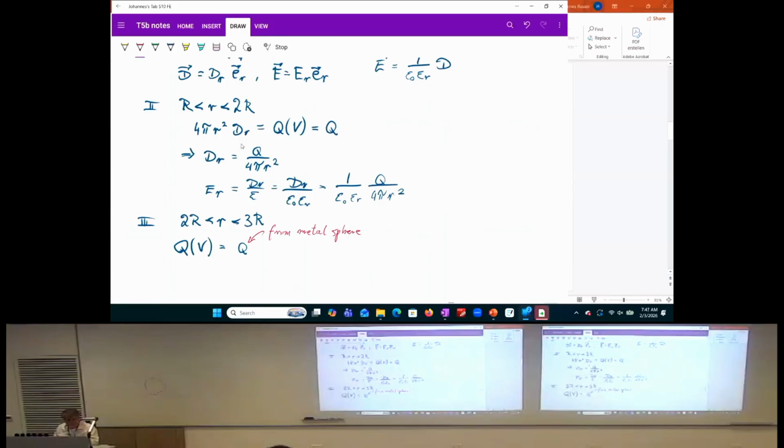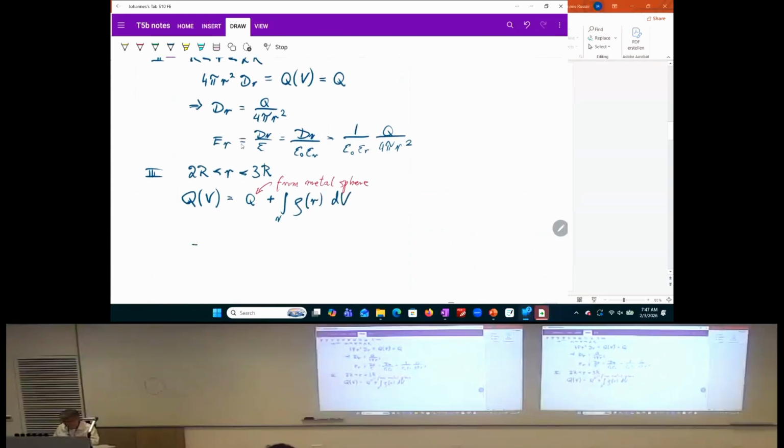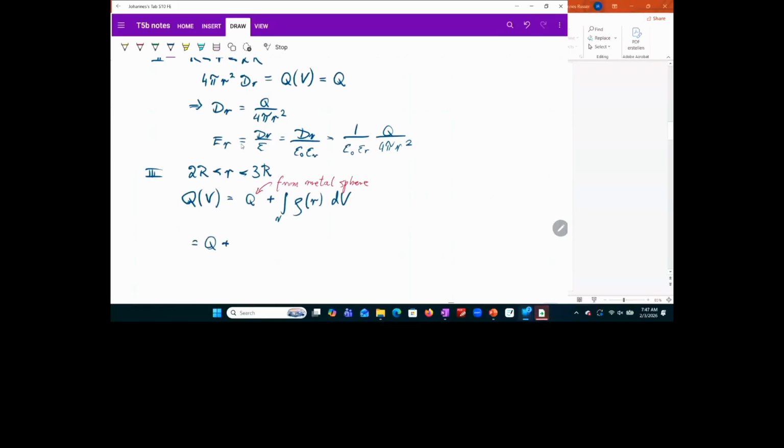space charge density in region 2. But now we do have one in region 3. So we have to integrate over our rho over the entire volume. And what is this? So we still carry along our charge Q on the sphere.